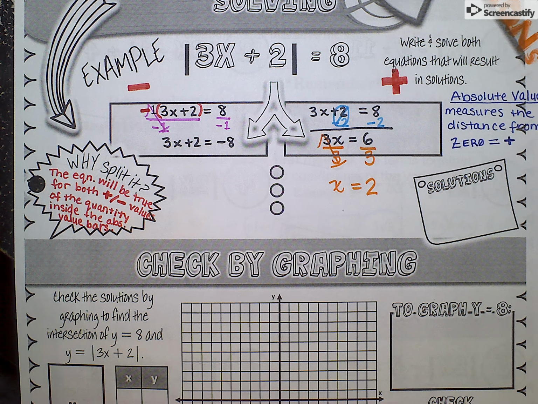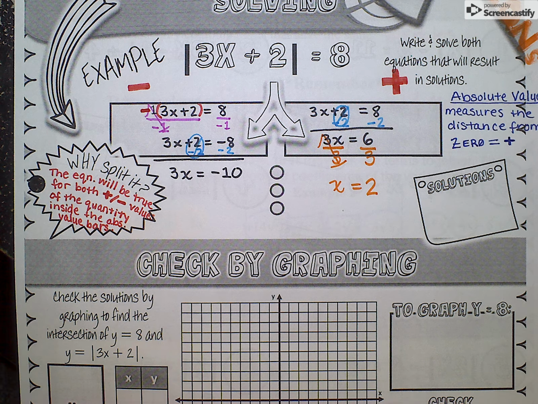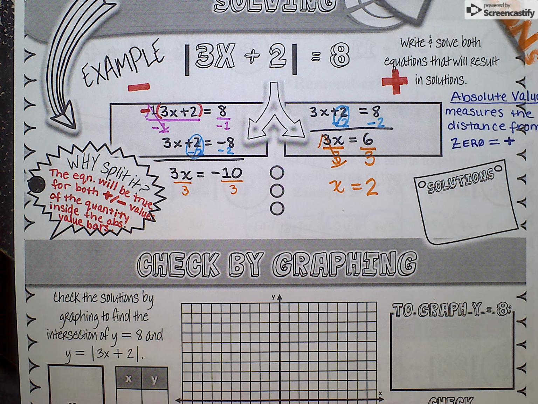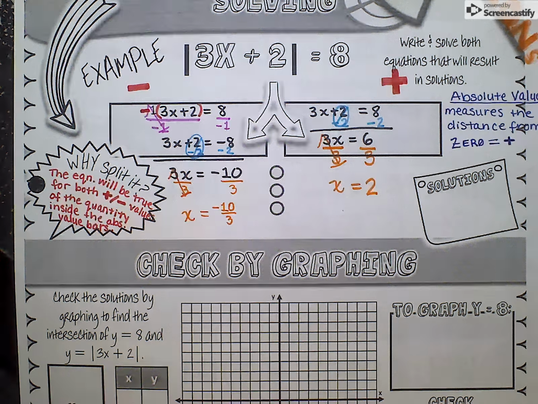And now we can just solve like last time by removing the constant. Just as before, we're going to eliminate that positive 2 by using the inverse operation, giving me 3x is equal to -10. And of course, again, we would divide by 3, leaving me with 1x is equal to -10 thirds.